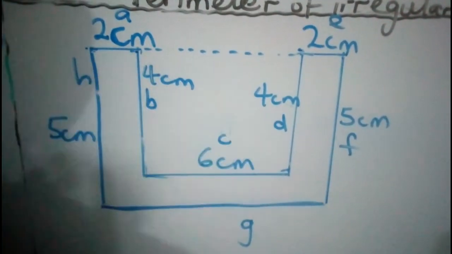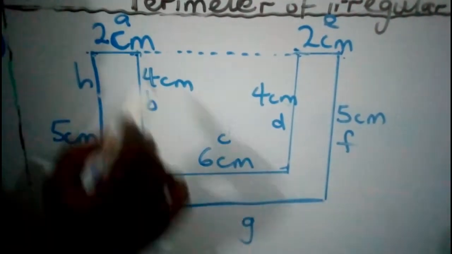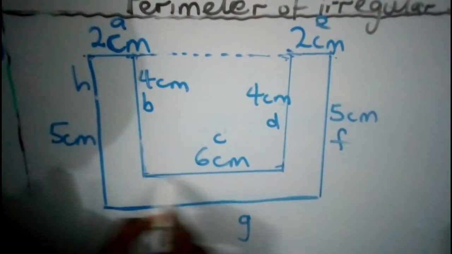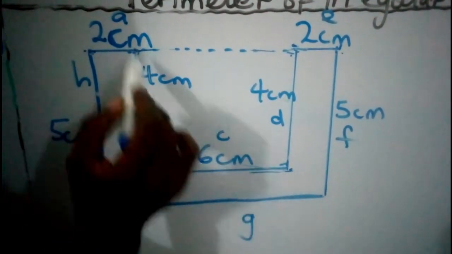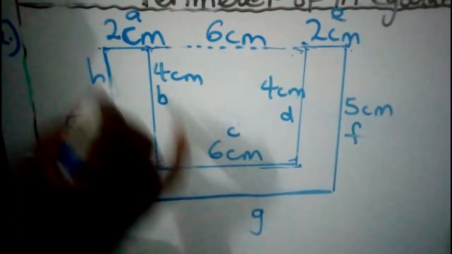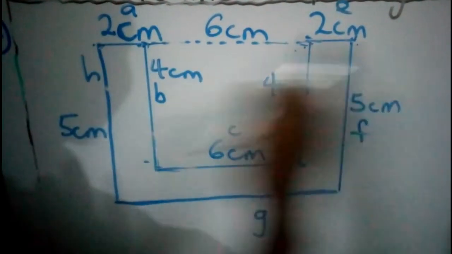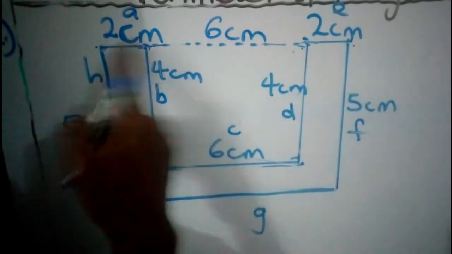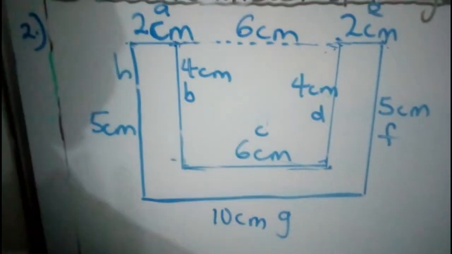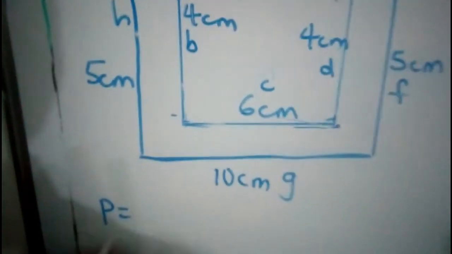From here to here is 2 centimeters. Here to here is as well 2 centimeters. But this broken line, the entire length for the broken line is the same thing as this 6, right? If you look at it very well, here to here is the same thing as here to here. So the broken line is 6 centimeters. So the entire length together will be 2 plus 6 plus 2. That gives you 10 centimeters. So if this entire length is 10 centimeters, it means G is also 10 centimeters because they are equal. So we have been able to get our G. Now the next thing is our perimeter. Perimeter should be what?